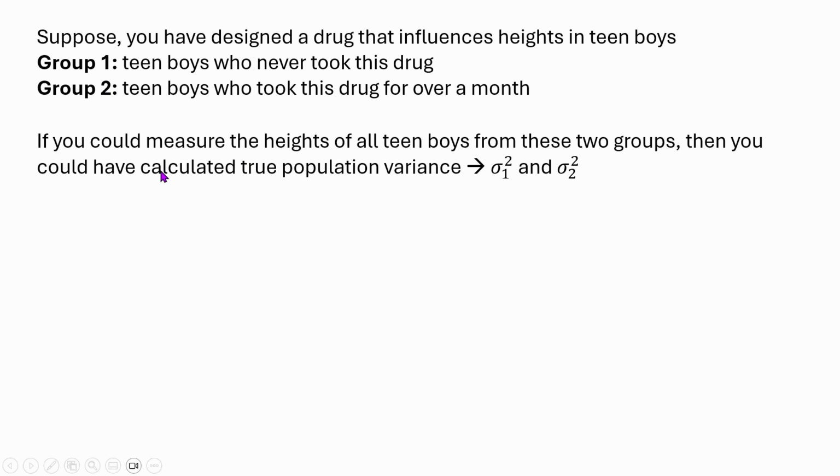Now, obviously, if you could measure the heights of all teen boys from these two groups, then you could have simply got the true population variance, sigma 1 square and sigma 2 square. But that's definitely not possible because maybe teen boys who never took this drug consist of billions of people on this earth. And people who took this drug also consist of thousands of people.